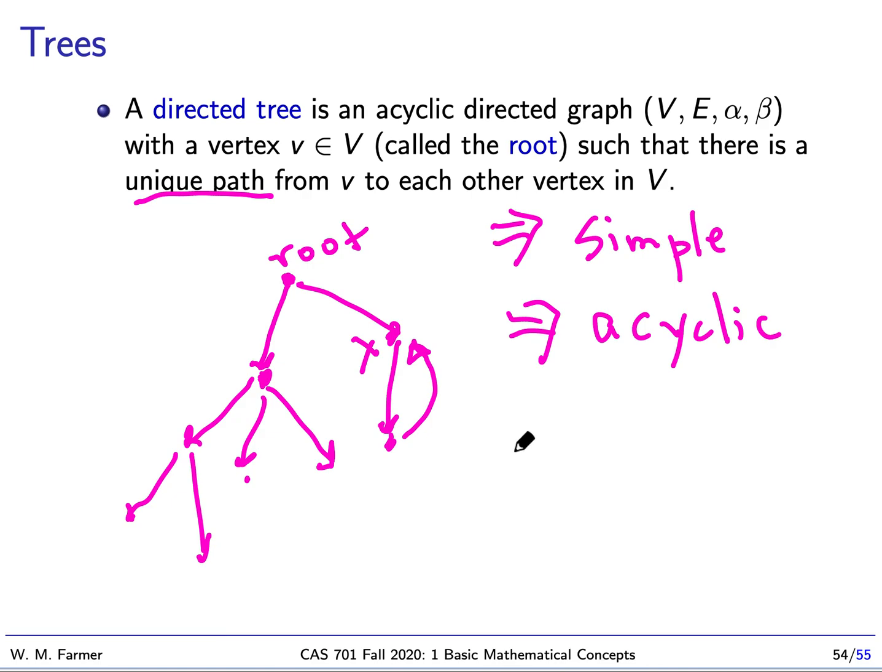I want to emphasize that there are many ways of formalizing graphs. This is just one way. It works pretty well, and we can talk about the basic notions.